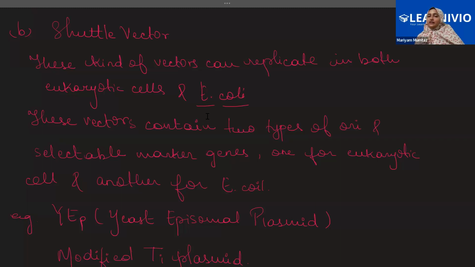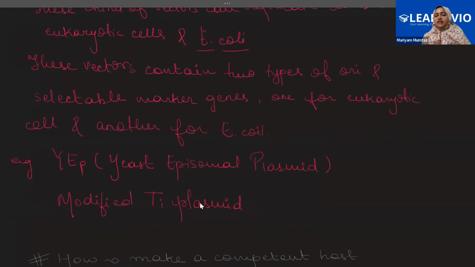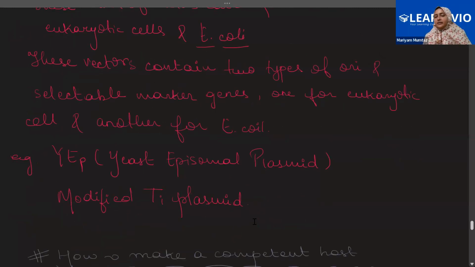Shuttle vectors are those vectors that can replicate in both eukaryotes as well as prokaryotes. Normally eukaryotic vectors are different and prokaryotic vectors are different, but these can replicate in both of them, just like a shuttlecock. It goes there also, it goes here also. They contain two types of origin of replication, one for eukaryotes, one for prokaryotes, and selectable markers for both. The example is yeast episomal plasmid, modified PI plasmid.